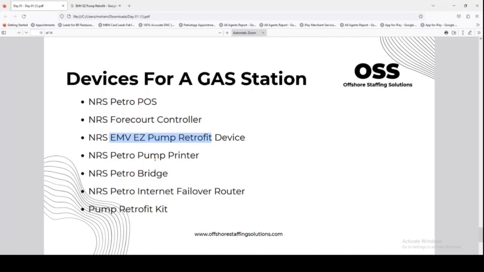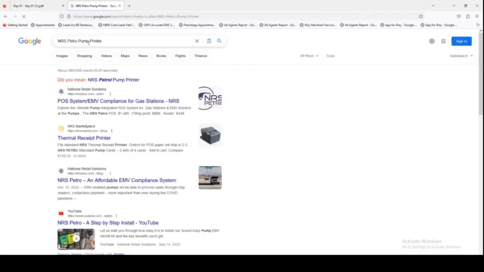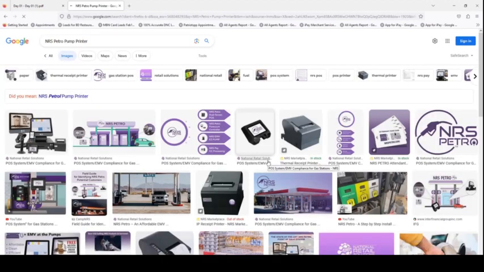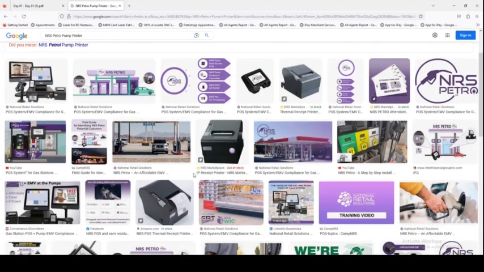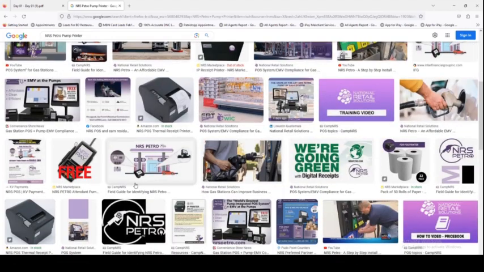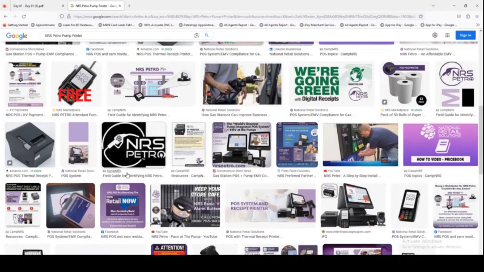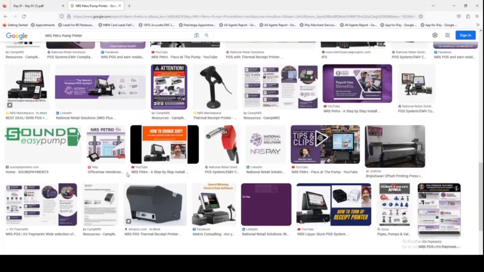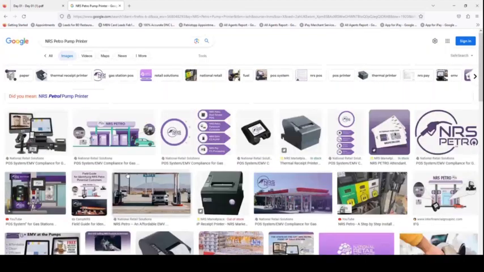NRS petrol pump printer. So there should be automatically a printer attached to it. So when you're done pumping your gas, you have a printer which prints the receipts out of a gas dispenser or a gas pump. We probably do not have a proper picture here, but probably in the future I will be able to show you what a gas dispenser printer looks like. Apologies, we don't have it.